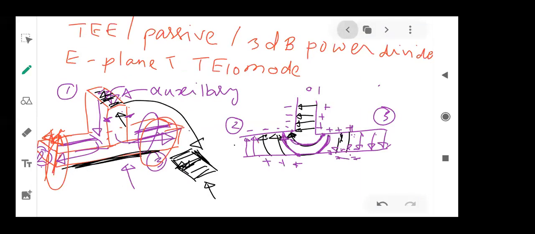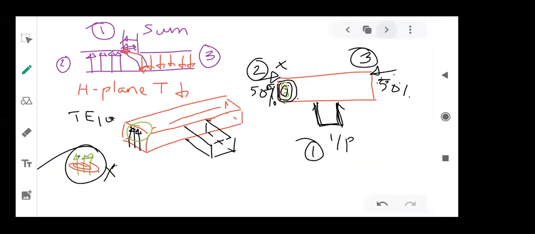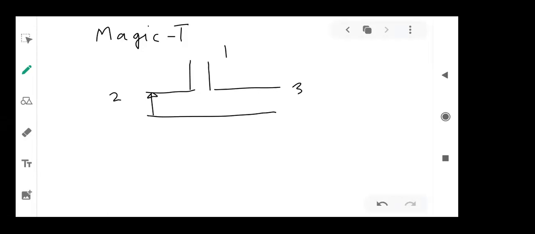So in the last lecture, it was said that it is all happening because of the, we'll take the new diagram for that. See, if I draw the two plates of Magic T, sorry, E-plane T, it is like this, cross-sectional dimension. So if I apply any signal at, suppose port number 2, this is port number 2, this is 3, and this is 1. So this is T10 mode, which is traveling.